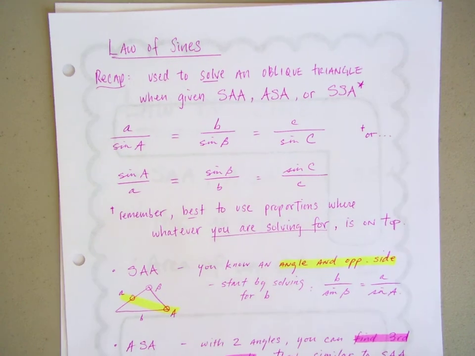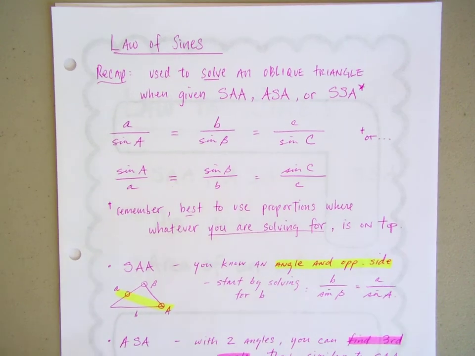We use the law of sines now when we're trying to solve an oblique triangle. Oblique: no longer a right triangle. If we had a right triangle, of course, solving it is easy. We've got the Pythagorean theorem and the regular trig functions. But when it's oblique, we cannot use those things.